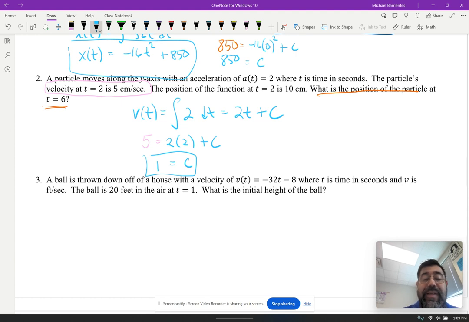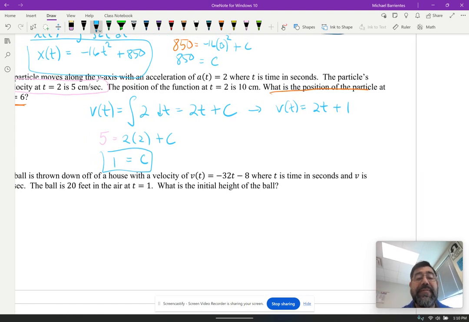So now I know from all of this that the velocity is 2t plus 1. Now I'm going to solve what they're really asking for, which is the position. But I needed the velocity equation in order to do that. But notice, since I'm not looking for the position function, I'm looking for a position at a precise moment, and they give me another one, then I can use the fundamental theorem and accumulation to figure this out.